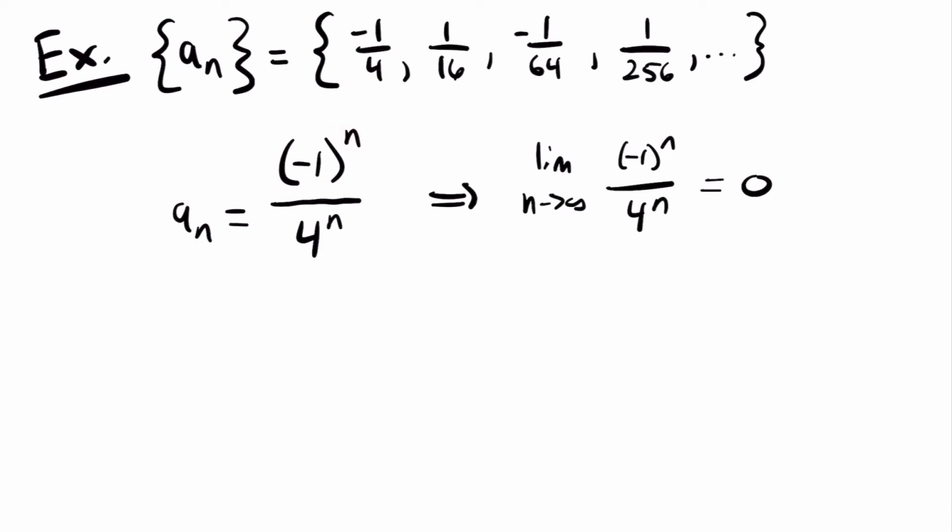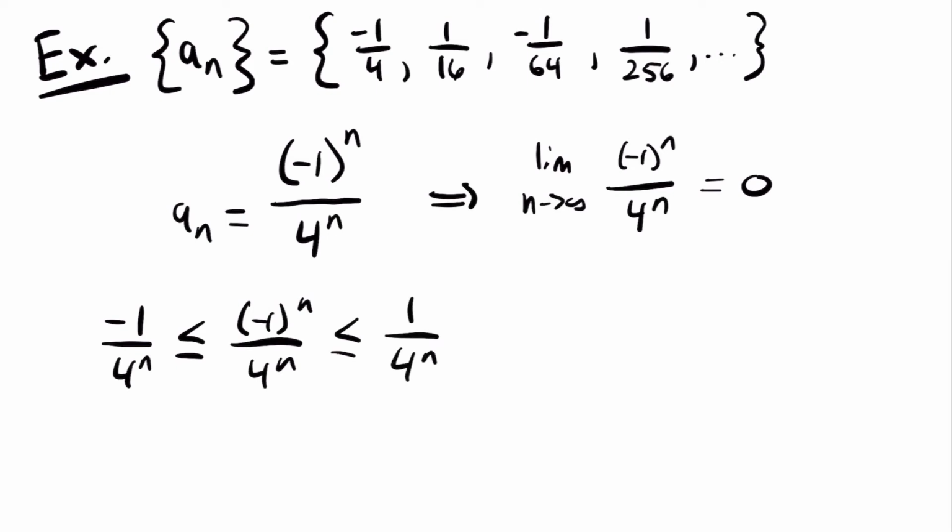Since we know that the numerator oscillates between -1 and 1, and it's never going to be less than that or greater than that, then we know that -1 divided by 4 to the power of n will always be less than or equal to -1 to the power of n divided by 4 to the power of n. And that will always be less than or equal to +1 divided by 4 to the power of n, right? If we keep the denominators the same, and we're just looking at the numerators, the only two values that this can be is -1 and 1, so it's either less than or equal to 1 divided by 4 to the power of n, and it will always be greater than or equal to -1 divided by 4 to the power of n.